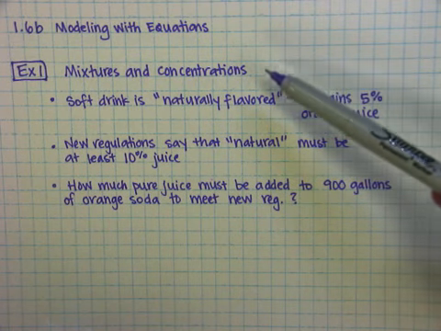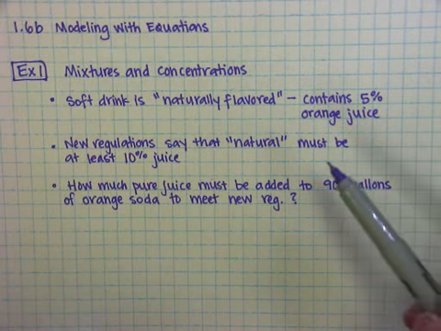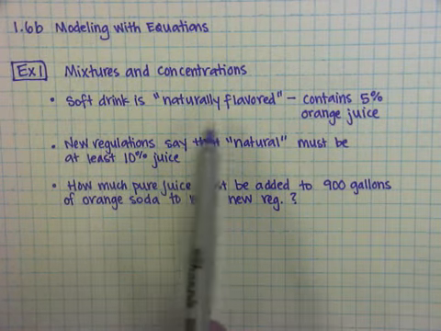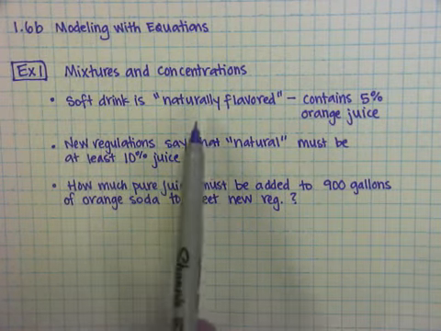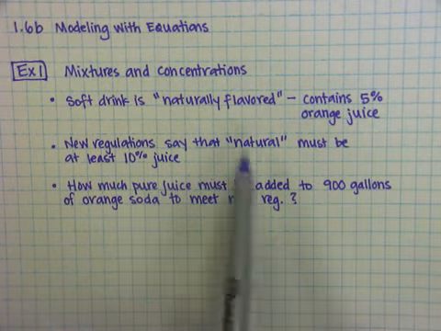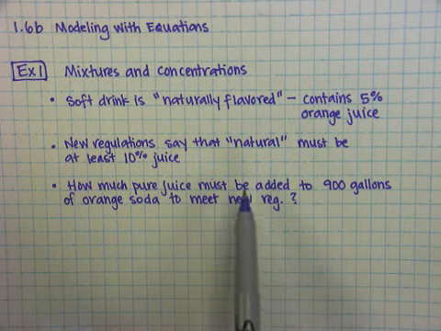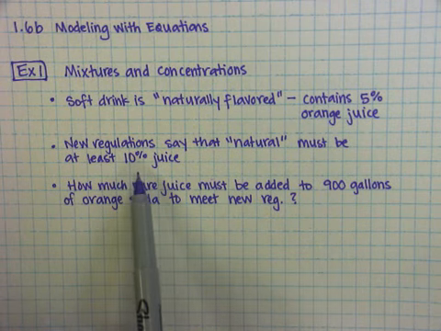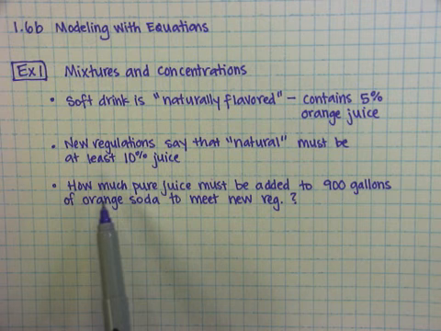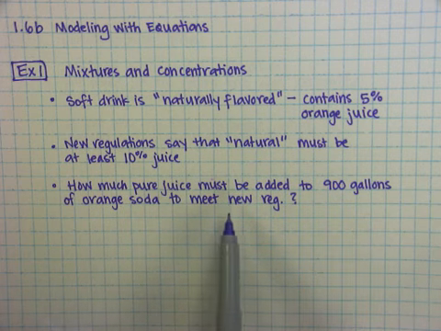So for the first problem, we're going to do a mixture and concentrations problem like the ones we've been doing in class. So this will sound pretty familiar. To start with, we have some sort of soft drink like an orange soda that's considered to be "naturally flavored," and naturally flavored is in quotation marks because it only contains 5% orange juice. There's some new regulations out, and they say that in order for the company to be able to claim that it's naturally flavored, it has to be at least 10% juice. So instead of 5%, we're up to 10%. And so what the manufacturer needs to know is how much pure orange juice must be added to 900 gallons of orange soda to meet the new regulation.